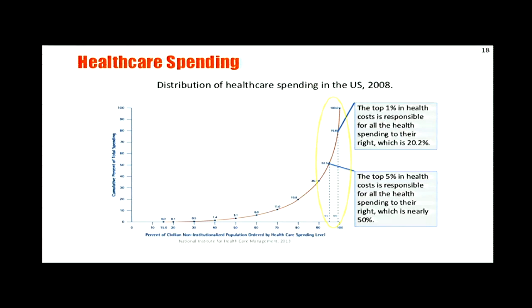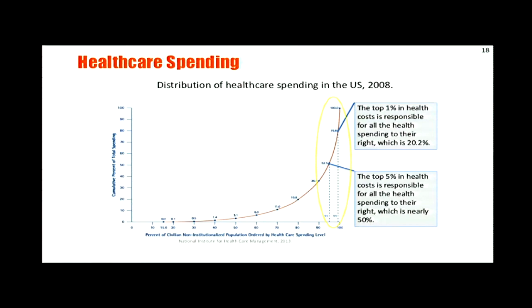This chart I found very interesting, an ordered set of healthcare spending of the population. And if we look at it maybe from right to left, read it from right to left, this is saying that the top 1% of the population is responsible for all of the spending to their right.